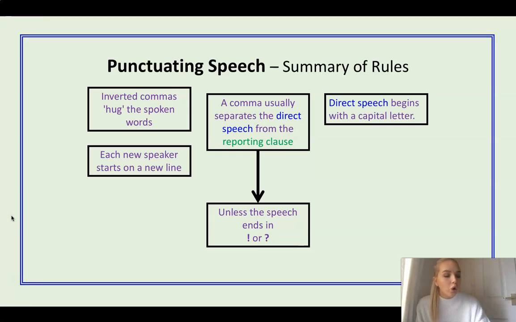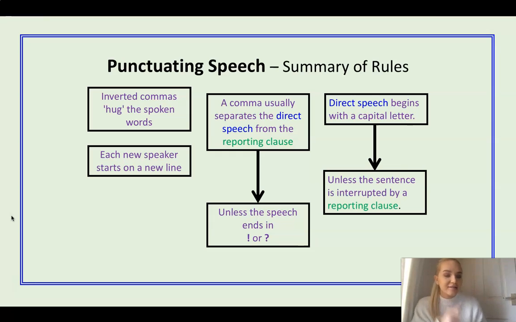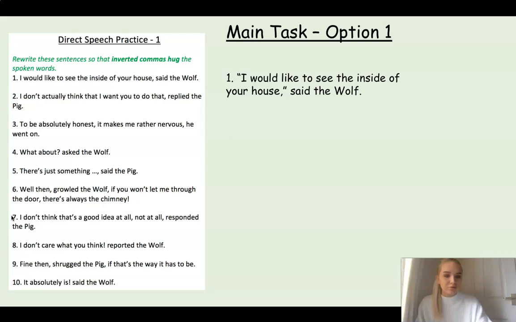Direct speech always begins with a capital letter. Always. Unless the sentence is interrupted by a reporting clause. If you have the same sentence that has just been broken into two halves, then the second part of our sentence does not need a capital letter.